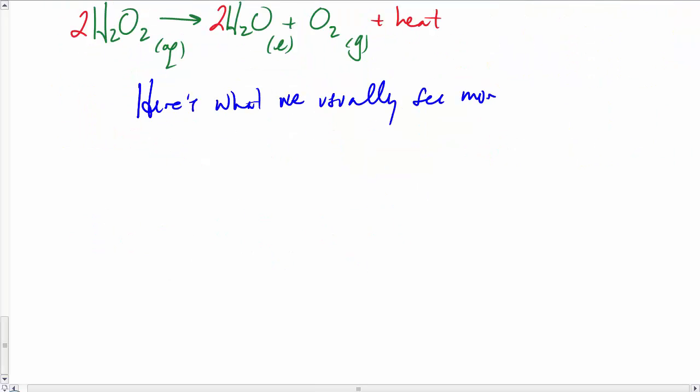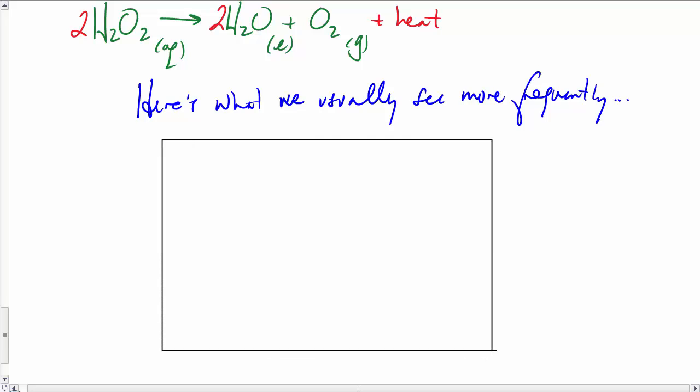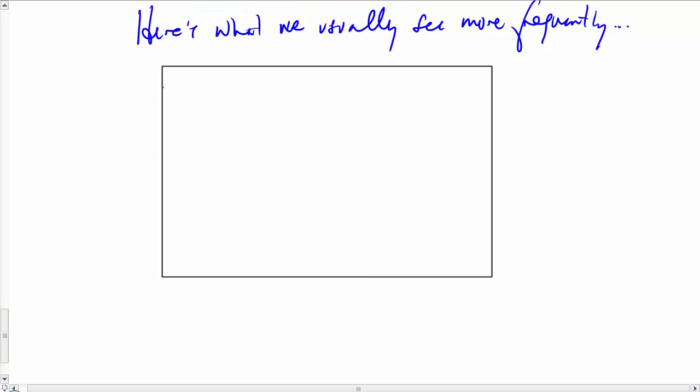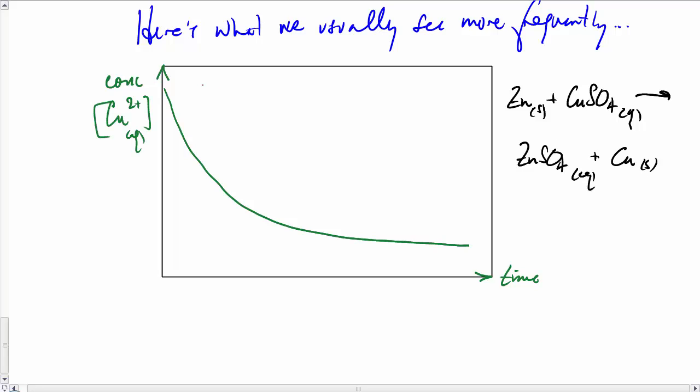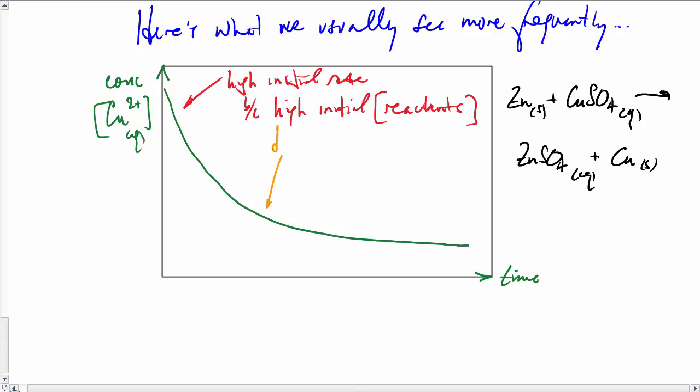So here's what we usually see more frequently. Here's a sort of more typical reaction. This one here will be the concentration curve on the left, time on the right, and this would be the single replacement reaction with zinc and copper sulfate. You see copper would be formed here and zinc sulfate would be formed. You have a high initial rate because the reactants are initially at a high concentration, and later the rate will decline as the copper ions decrease in concentration, and eventually the concentration of copper ions will stabilize.